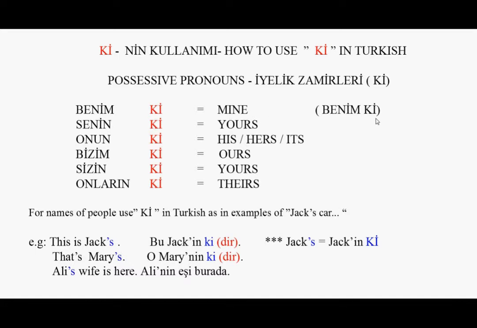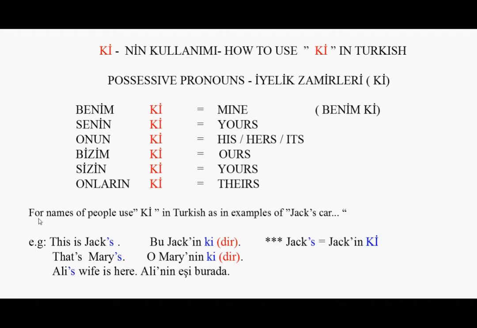Actually, I just show you the example here on the left, but the real writing is like this: benimki, just like there's a little space, not like this big space, guys. Alright, I think it's clear enough. Now let me repeat these possessive pronouns for you. If you want, repeat after me. Benim ki, senin ki, onun ki, bizim ki, sizin ki, onların ki. Repeat one more time.